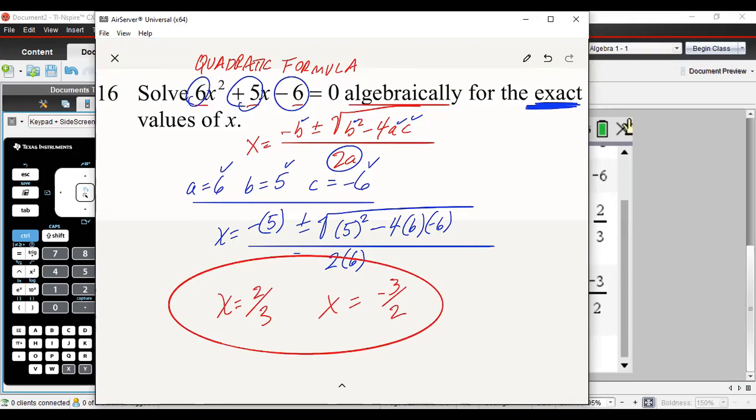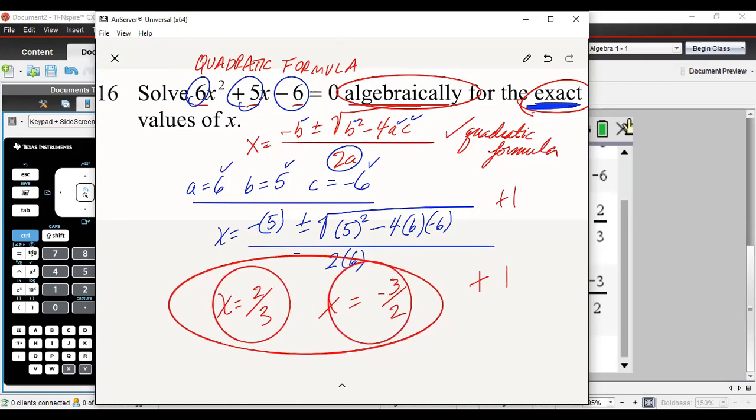We used the formula, so we would get 1 point for that, and we got both of the answers, so we would get 1 point for that. So this is a 2-point question. We would get all points. Just remember, whenever it says algebraically, all that means is you're going to be using the quadratic formula. And when it says exact, it means it needs to be either integers, whole numbers, or fractions. It can't be decimals, okay? And that's it. That's all you're doing.